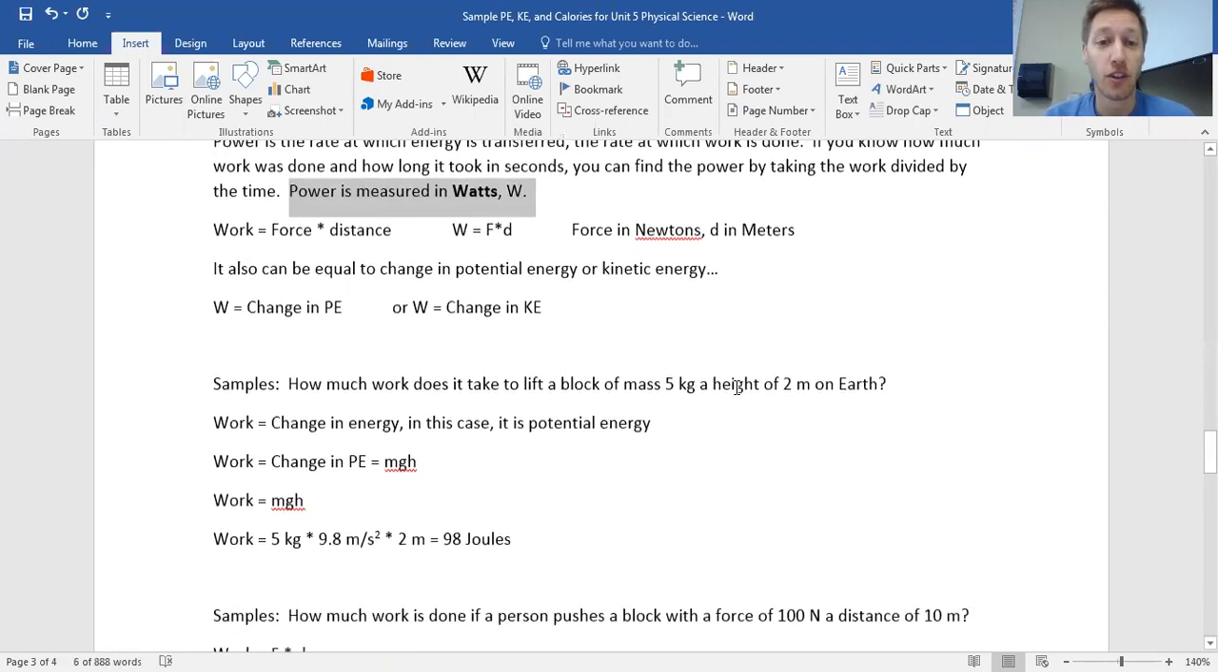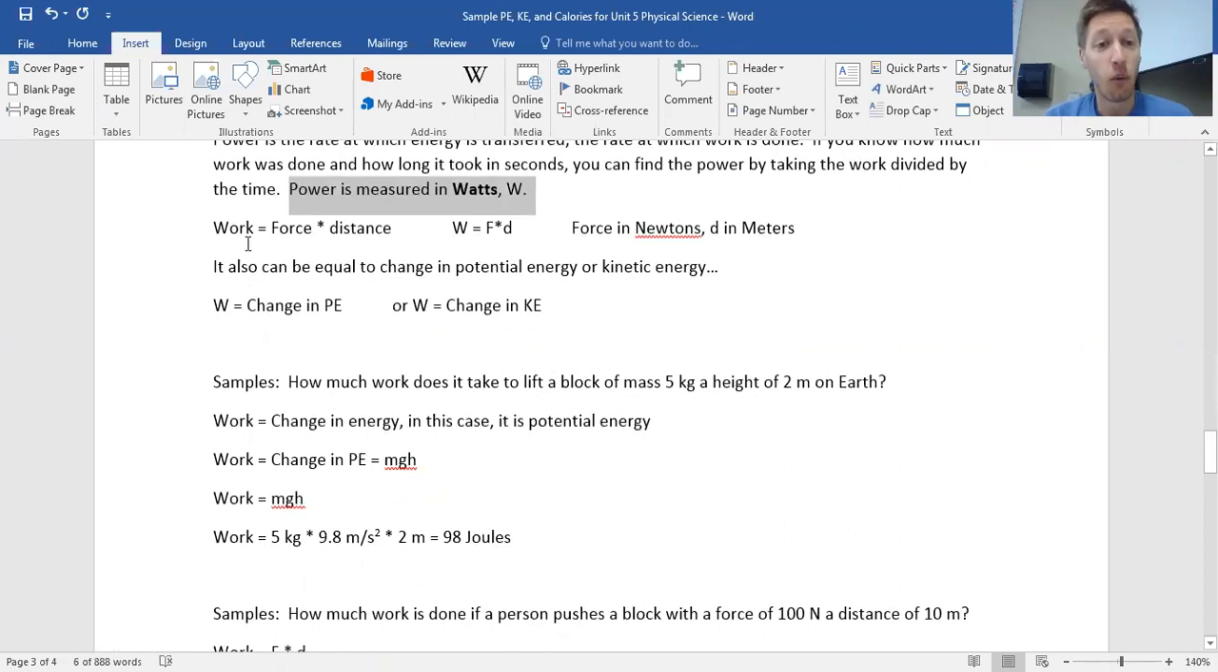Back to work. So work can be calculated a variety of ways. One way to think about work is as a mechanical thing, where you're applying some force in newtons to make something move a certain distance. So work can be thought of as force times distance. I apply a certain force for a certain distance, I'm doing work. So that's one way to think about what work is.